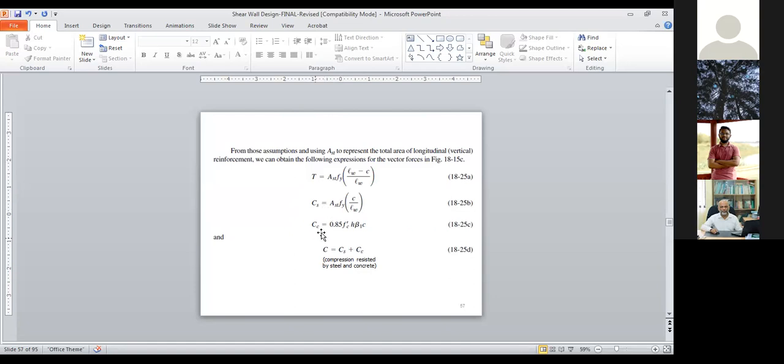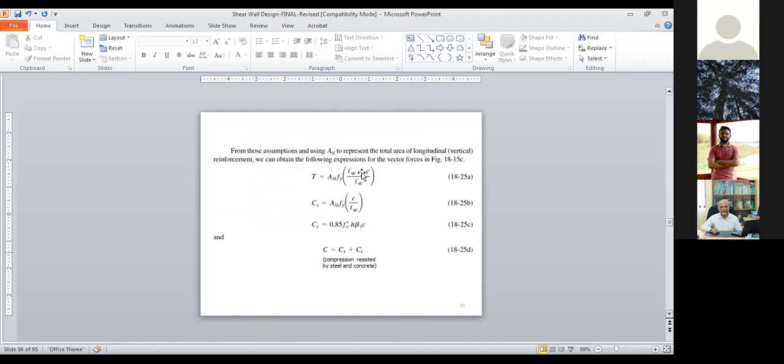Then Cc we can get from Whitney's stress block. You can remember that 0.85 f'c is the average stress, times c times beta 1. So beta 1 is the term of the stress block here. And finally, for total compression, we can get compression in steel as well as compression in concrete. So these are the equations.